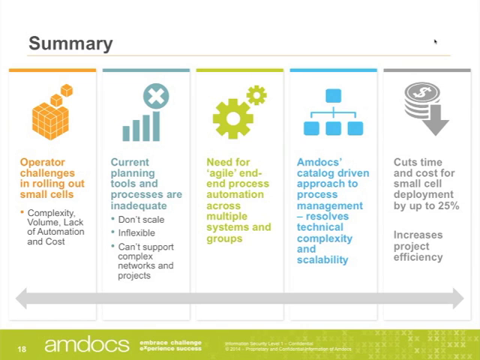So Amdocs small cell solution then is a catalog-driven approach to process management, which helps to resolve the technical complexity and the scalability of rolling out small cells. So essentially, it cuts the time and cost for small cell deployment by up to 25%, and this is through increased project efficiency. So that concludes my summary, and I would then like to go to an open Q&A.